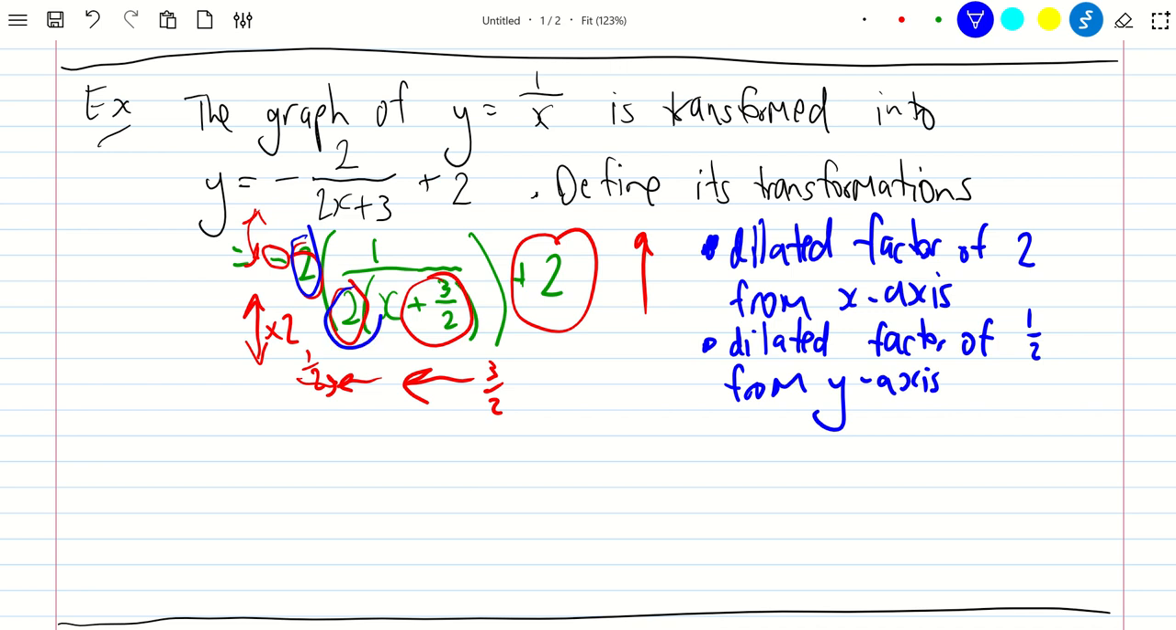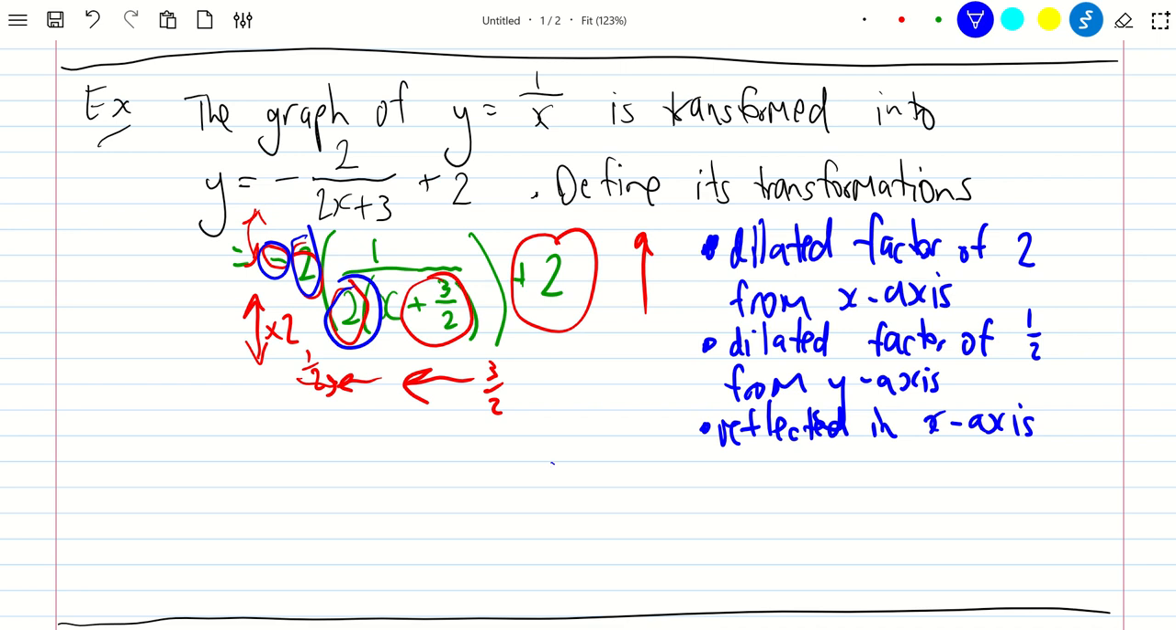Okay, so that's what that 2 is doing. It's dilating by a factor of half from the y-axis. So then, after my dilations, we only have one reflection. So reflected in the x-axis. This negative here flips it up and down, so it's reflected in the x-axis, reflecting it up and down.